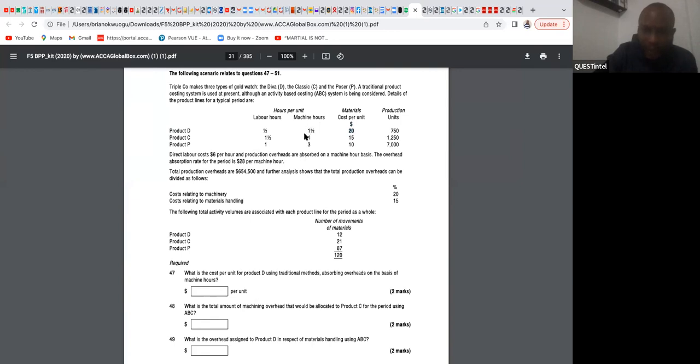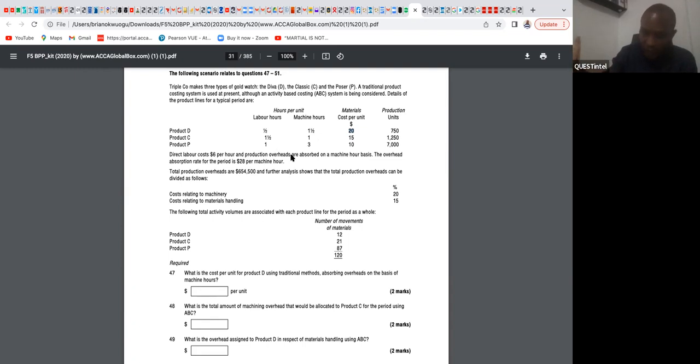So when we calculated our overhead absorption rate, we used these three figures. But labor hours will give us our labor cost per unit. So our labor cost per unit will be 0.5, which is half, multiplied by the cost per hour, 6. And then our overheads, we said it was 28 multiplied by 1.5, which would have given us the overhead cost per unit.